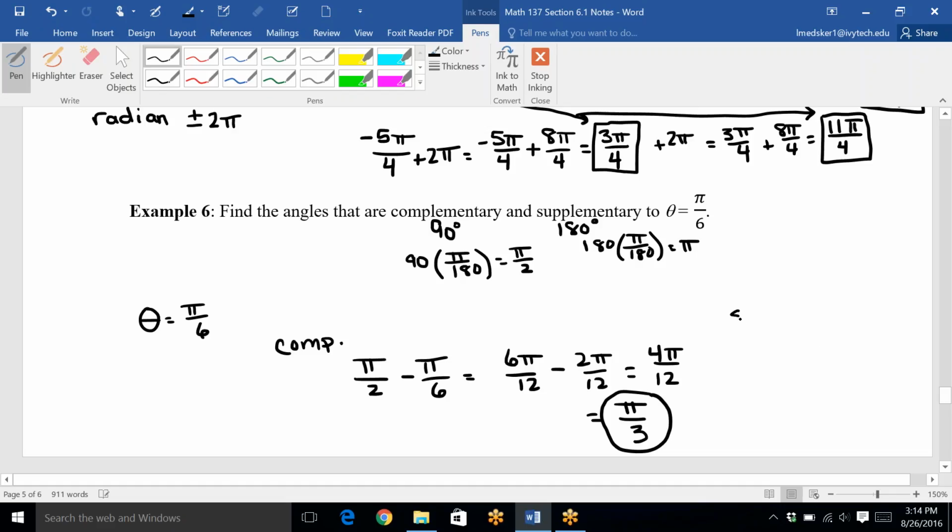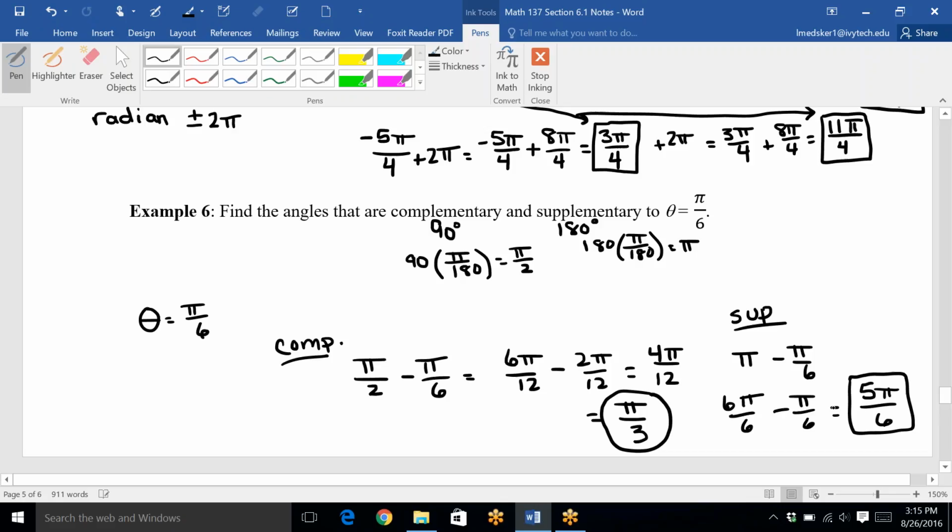And then the supplementary part, we would need to do pi minus pi over 6. Just make this first fraction be over 6. That would be 6 pi over 6, getting a common denominator. And when we subtract, we would get 5 pi over 6, because it's 6 minus 1. Okay, so that's how you deal with complementary and supplementary when dealing with radians.